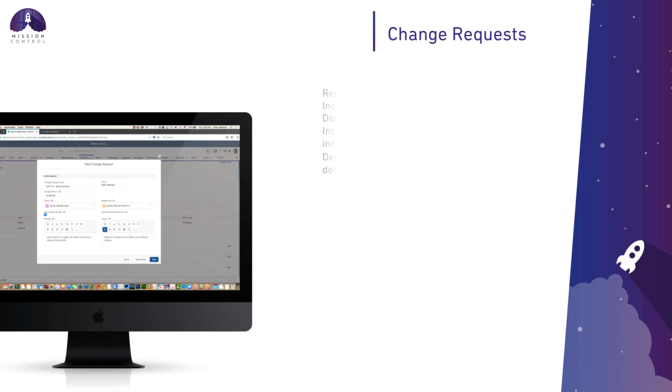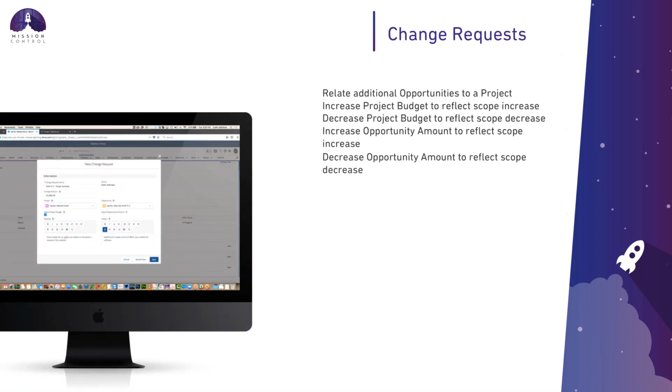We mentioned briefly the change requests. Ultimately, a change request, depending on when it comes in during the project, might have a different impact. The change request object allows you to relate additional opportunities to your project. You've got the ability to create the change request, and you can do one of four things. You can increase the project budget to reflect the scope increase, or decrease it if the scope has decreased, and you can also choose to increase or decrease the opportunity amount that the opportunity is linked to as well.